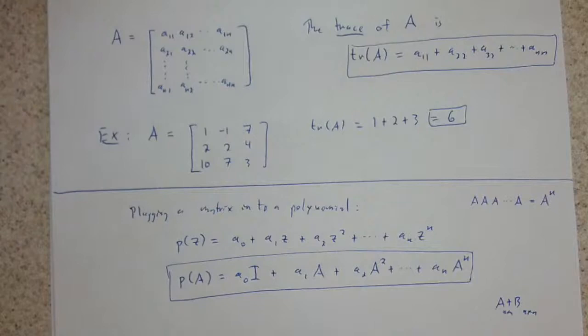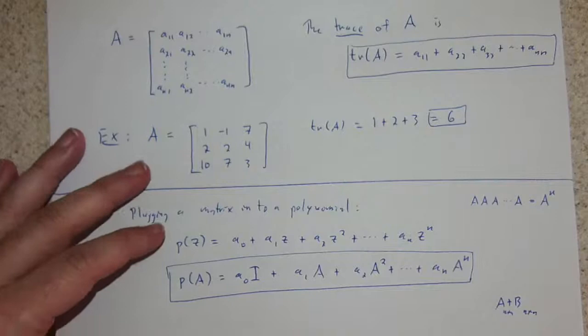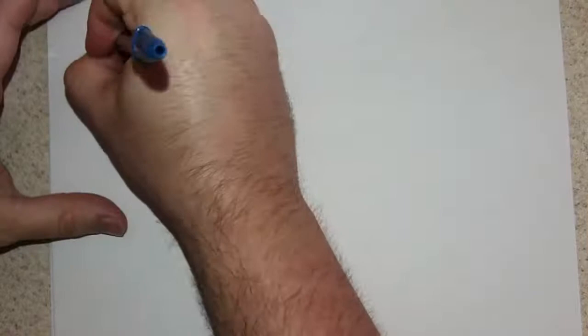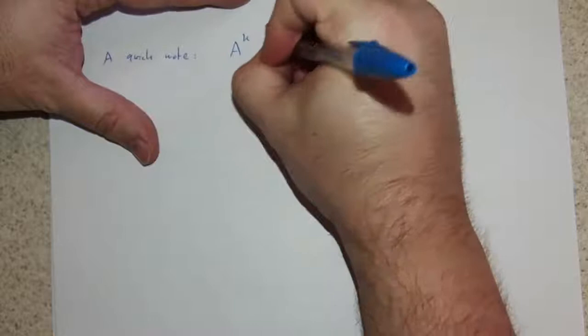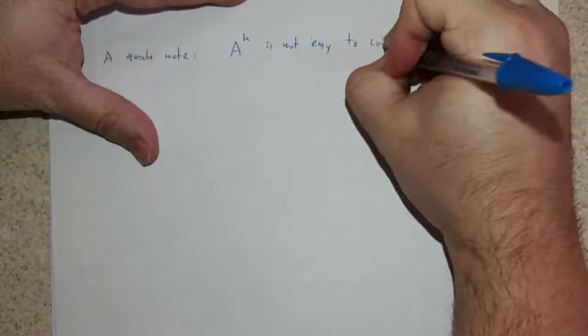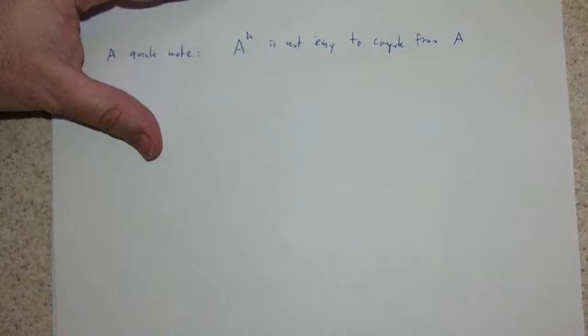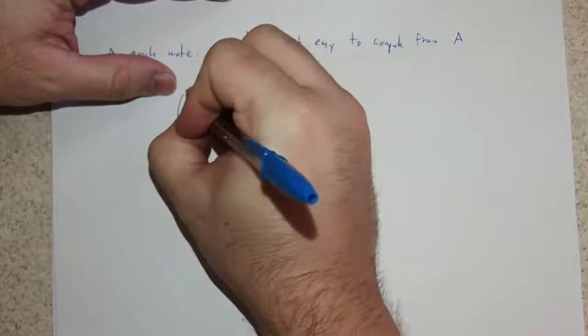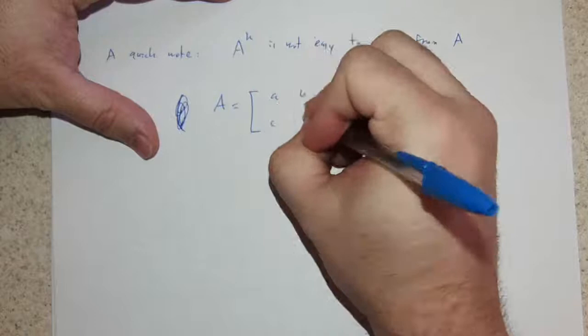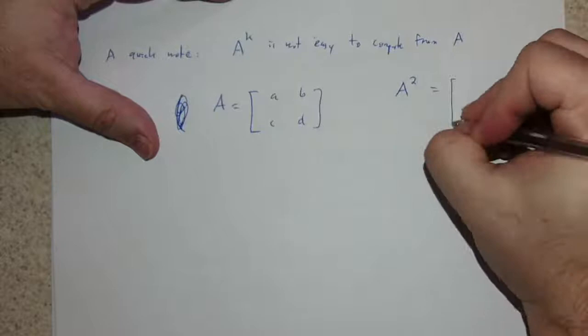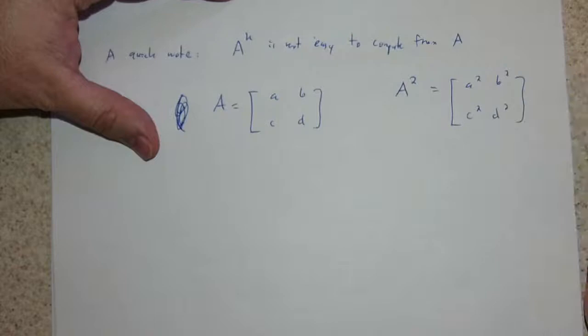Okay, all right, we're getting closer. All of it is going to start coming together soon. So a quick note: A to the k is not easy to compute from A itself. For instance, you might think that if A is equal to the matrix with entries a, b, c, d, maybe you hope that A squared is equal to a squared, b squared, c squared, d squared. Maybe that's your hope. But it's not true. It doesn't work like that.